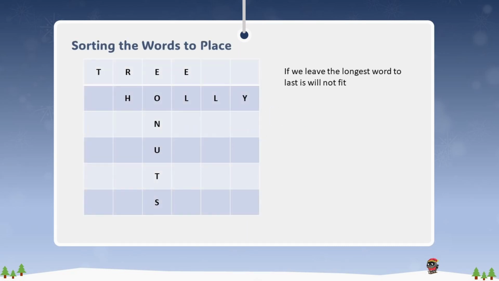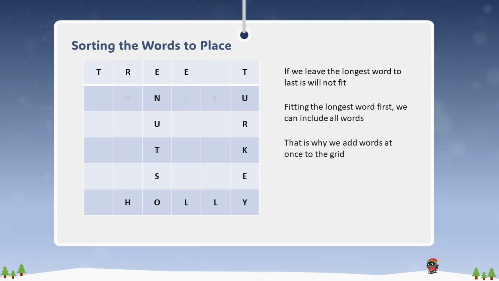If we just add the words in any random order, we could run the risk that the final word doesn't fit because there are not enough spaces left. If we're to order the words so that the most complex words and the longest words are fitted onto the grid first, it means the smaller and shorter words can fit in and around it.